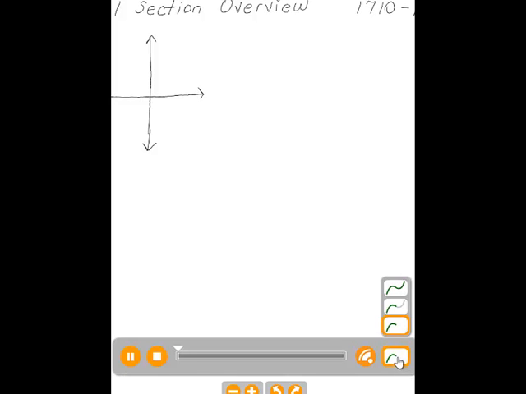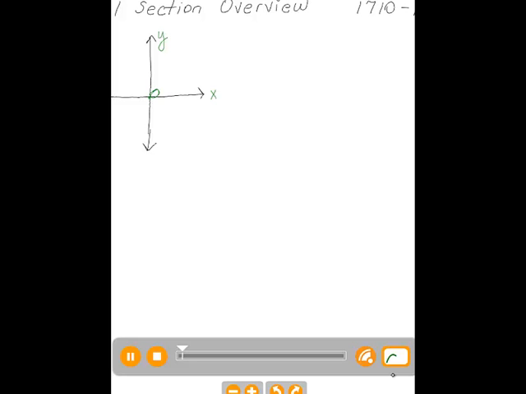Okay, we're going to look at section 1.1 as an overview, and we start by studying the rectangular coordinate system. So we would draw an x and a y axis intersecting at 0, 0, the origin. And we'll label these axes. We have the x going left to right and the y bottom to top. This is called a Cartesian plane or coordinate plane.